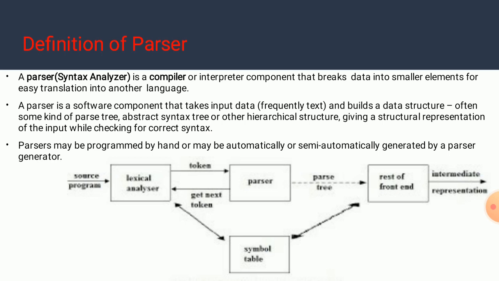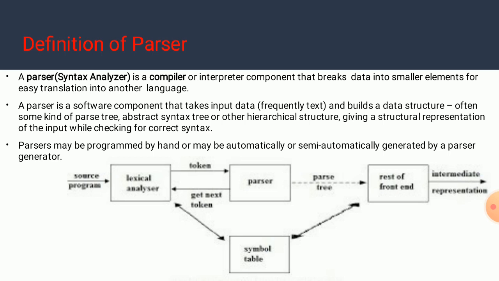In this diagram, we can see that the parser takes input from the lexical analyzer in the form of tokens, and the output of the parser is a parse tree, which is passed to the rest of the phases of the compiler. Here we also see that the symbol table is connected to these phases. The role of the symbol table is to store the database of the compiler.